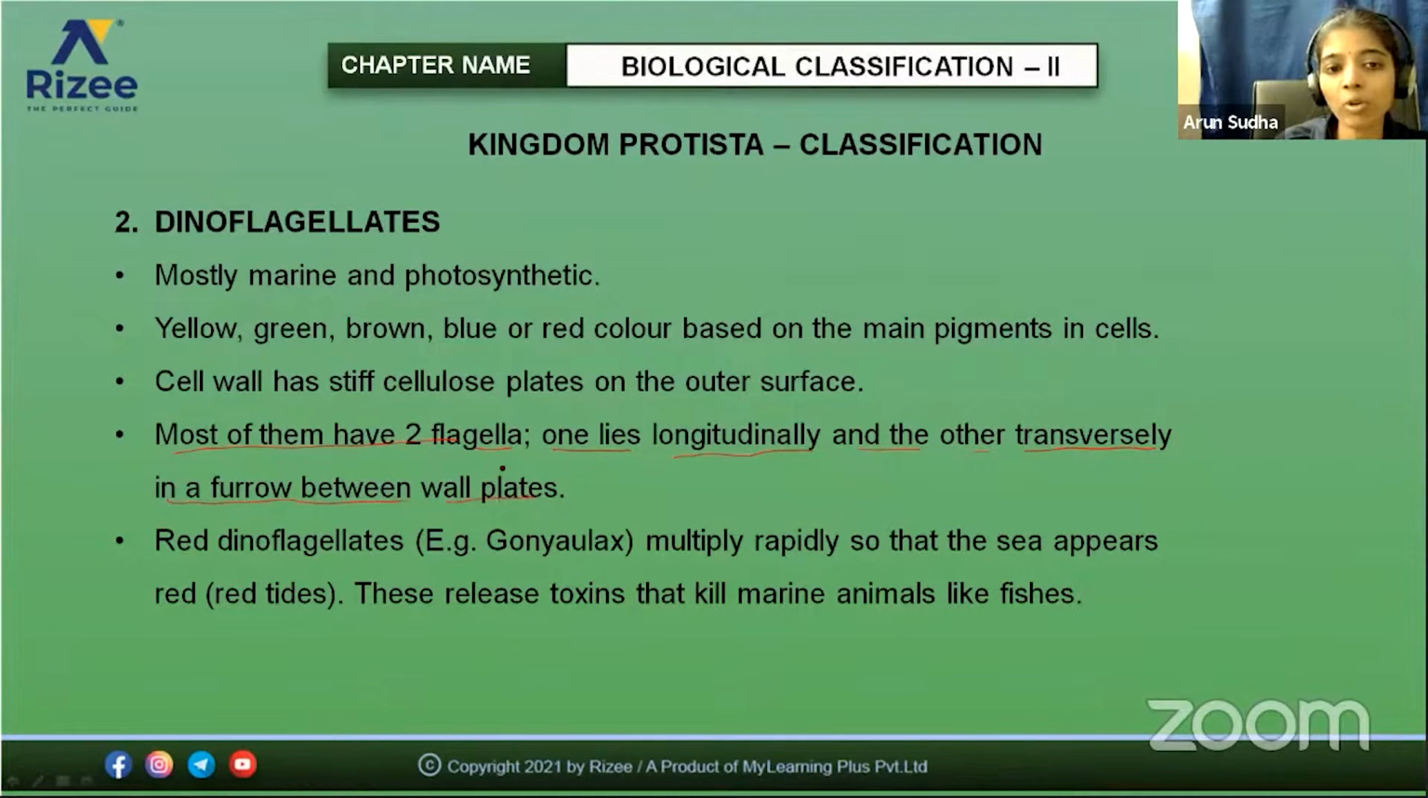So what are these wall plates? Here it is made up mostly of cellulose. The cell wall has stiff cellulose plates. In diatoms the cell wall deposition is mainly silica, and here the cell wall has stiff cellulose plates on its outer surface that act as an armor. So it is called the armor algae.